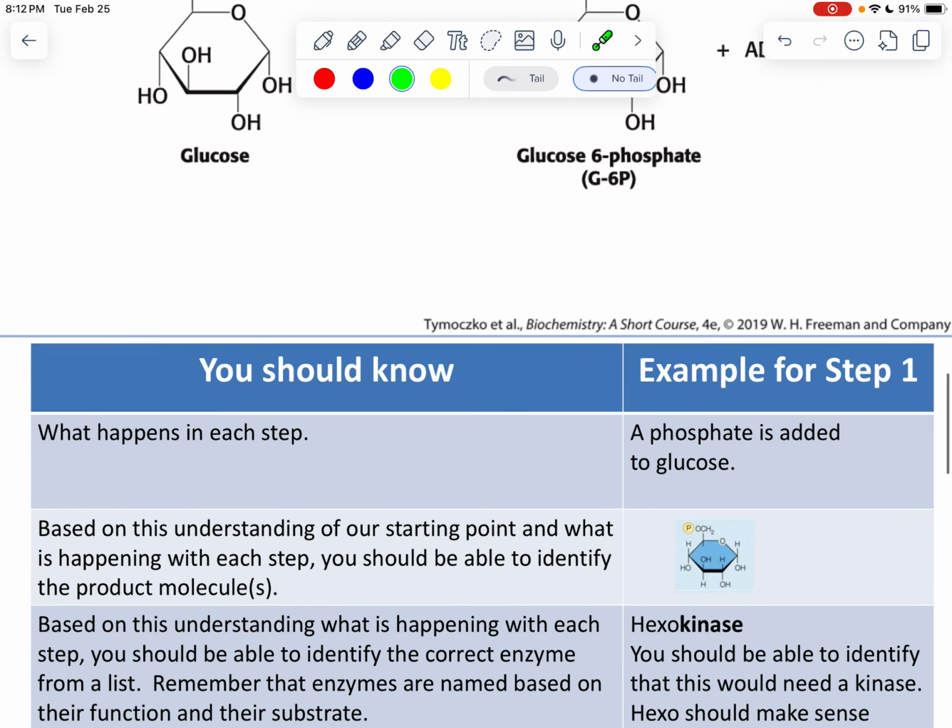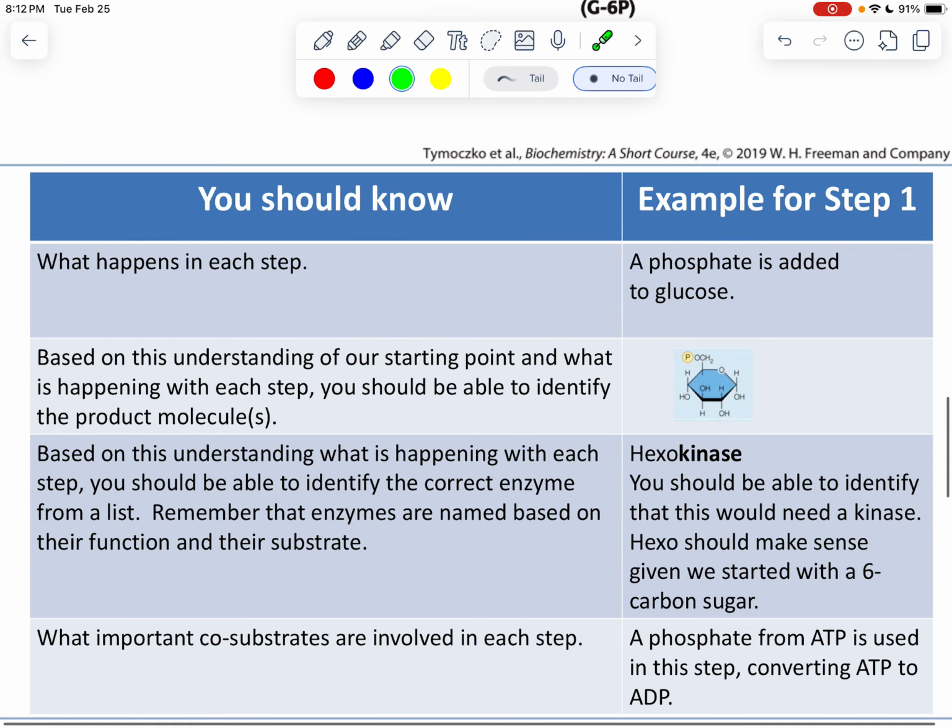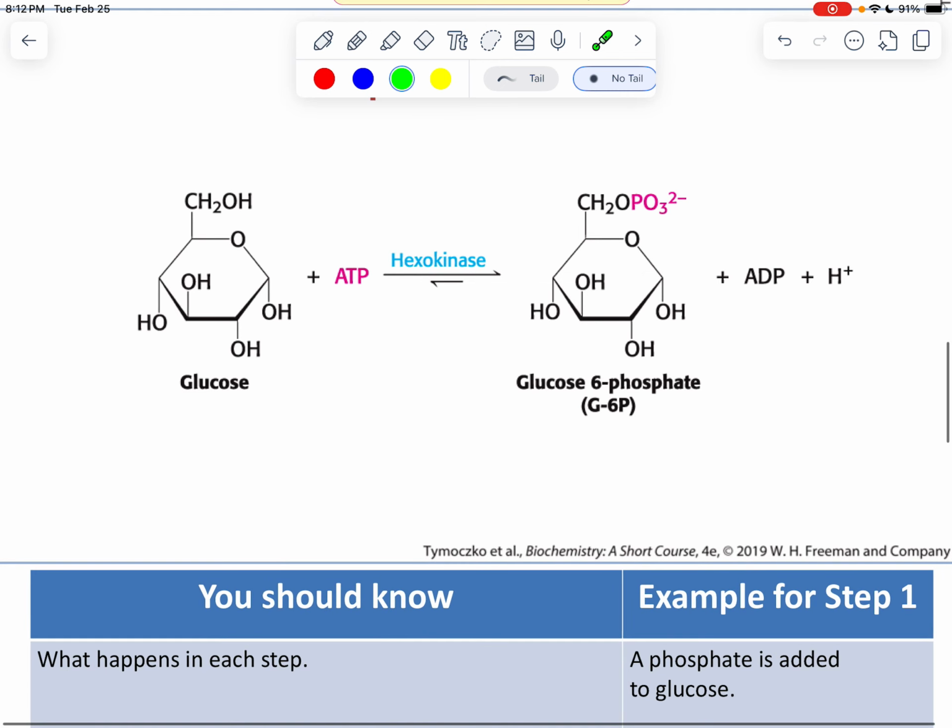So let's talk about that. You should know what happens in each step. If I look at step 1, I remember that I have a phosphate being added to my glucose, right? So I start with glucose, I end with glucose 6-phosphate. Remember that in that first video, we had some plain print telling you exactly what happened in each step. So you can use that as a review.